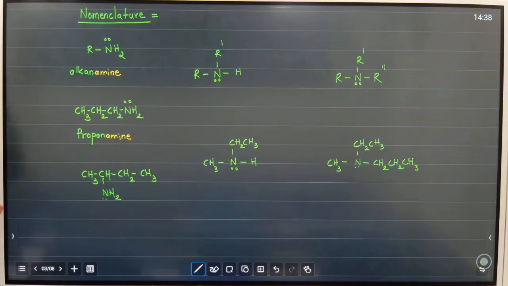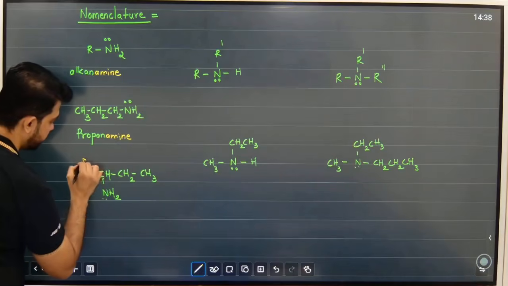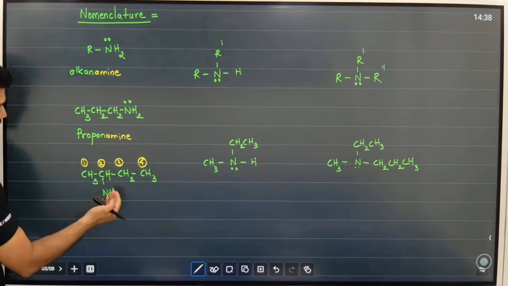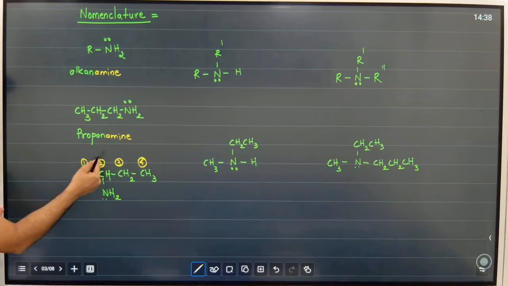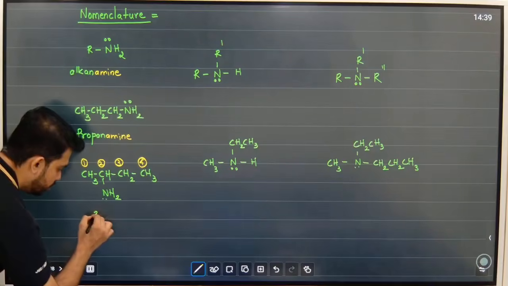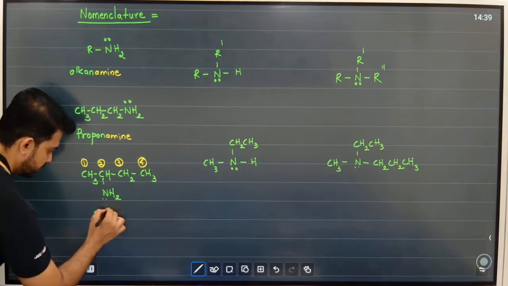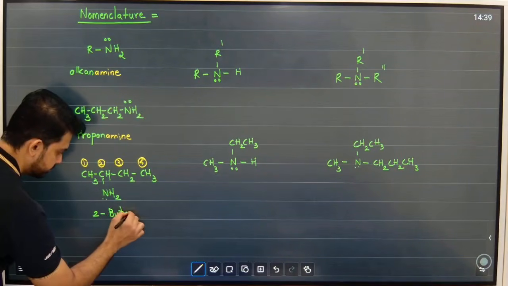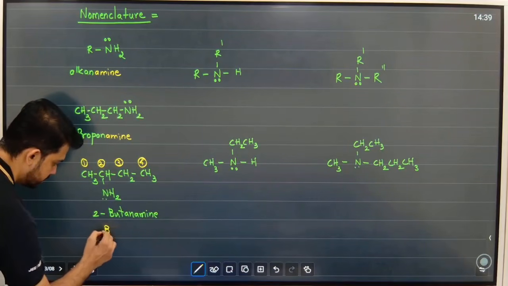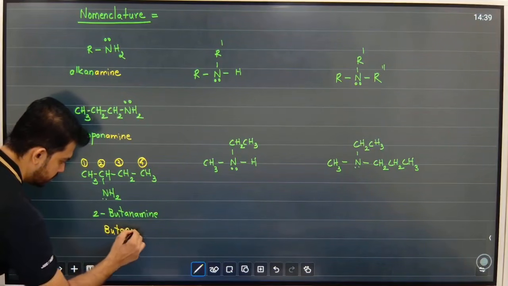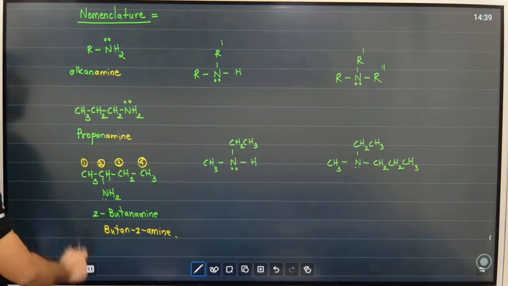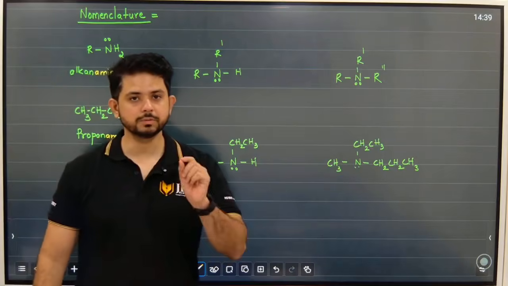Here, if you see, we have branching, so we will number our carbon chain. I can see that the primary amine NH2 is on the second carbon, so the nomenclature here will be 2-butanamine or butan-2-amine. Both are primary amines.